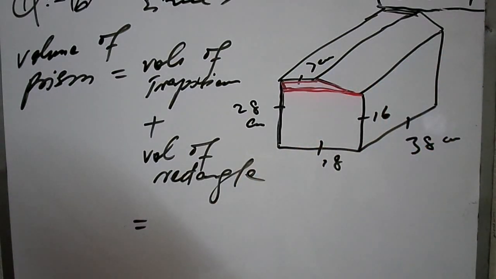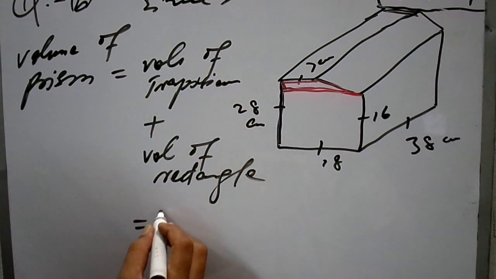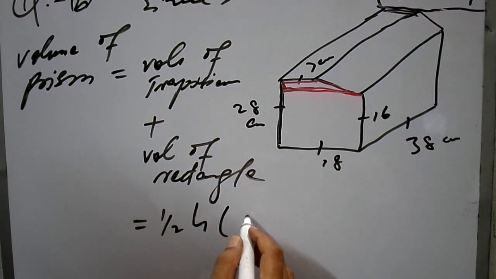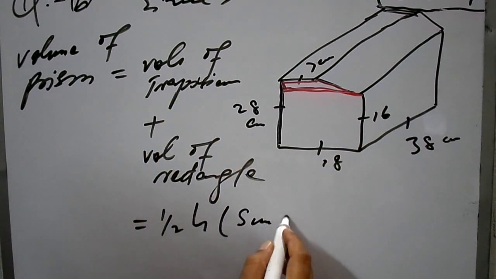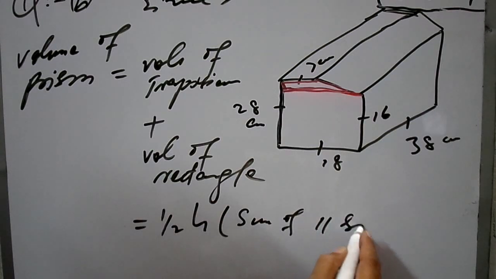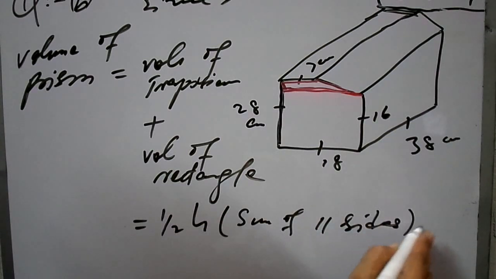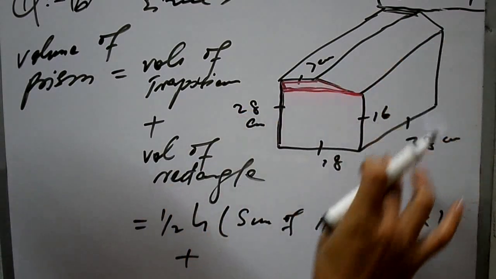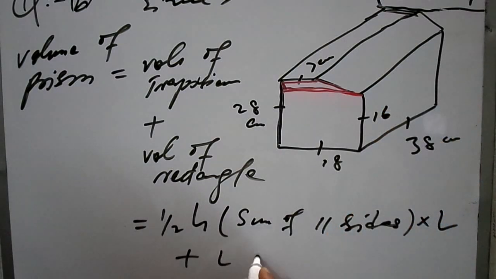So what is the volume of trapezium? How can we find? That is your half height into sum of parallel sides, and into length, and plus volume of rectangle. Volume of rectangle you can easily find by using this formula, length into width into height.